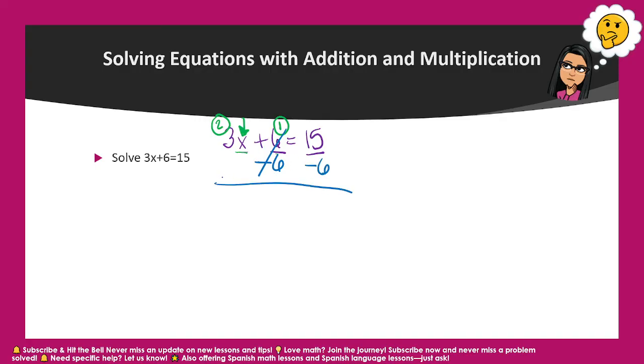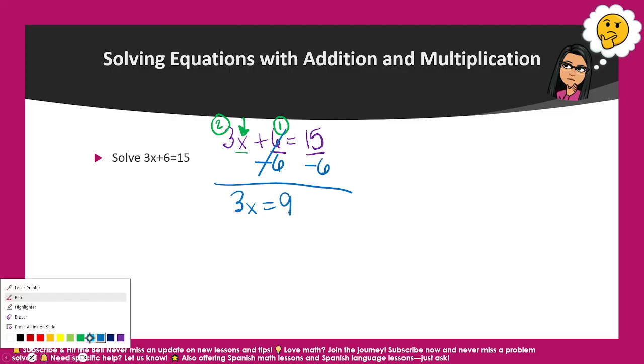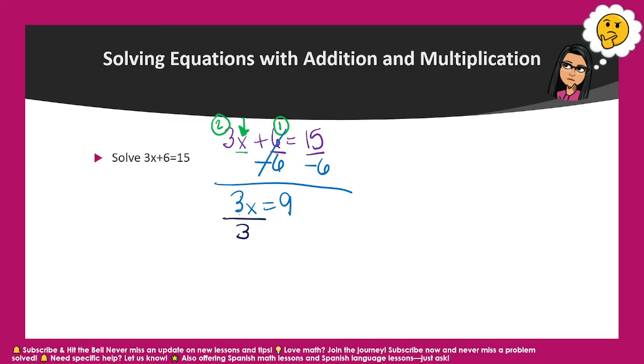So what do I have on the left side of the equation? I just have 3x equals 15 minus 6. It's going to be 9. Now, in order for me to isolate x, the 3 and the x are multiplying. So the opposite of multiplication is division. So I'm going to divide both sides by 3. So x equals 9 divided by 3, and x equals 3.